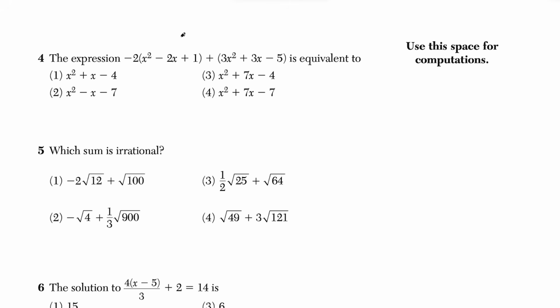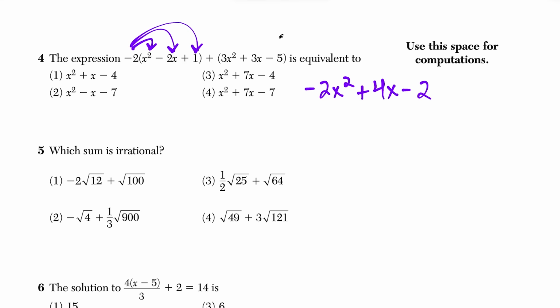Question 4, the expression here is equivalent to, and we have these 4 answer choices. So this question I'll do 2 ways. I'll do this algebraically, and then I'll show a nice calculator trick. So what I'm going to do first for the algebra method is distribute the negative 2. I'm going to multiply all of the terms in this trinomial in the parentheses by negative 2. So we have negative 2 times x squared is negative 2x squared. Then negative 2 times negative 2x is positive 4x. And then negative 2 times positive 1 is negative 2.